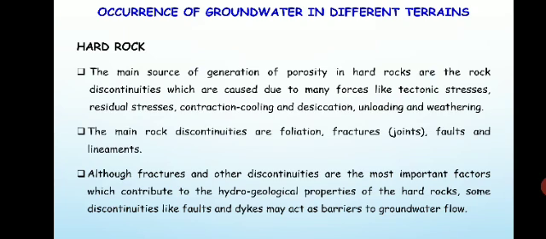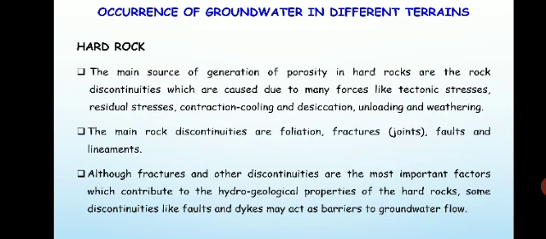Although fractures and other discontinuities are the most important factors contributing to the hydrogeological properties of hard rock, some discontinuities like faults and dikes may act as a barrier to groundwater flow. Wherever there is a dike, an igneous intrusion into the rock, it is hard again, like a wall-like structure, which will not allow the water to percolate to the other side.